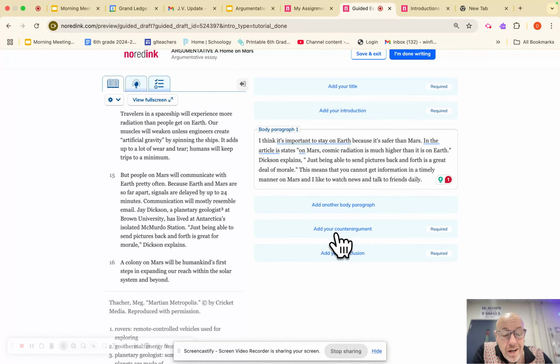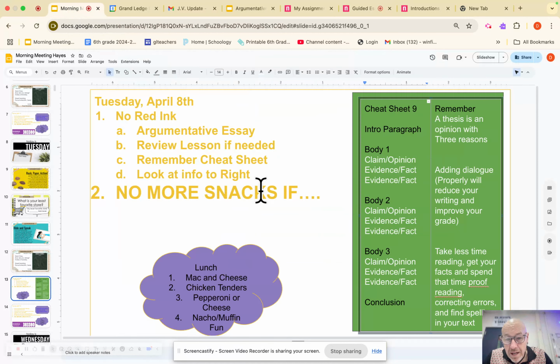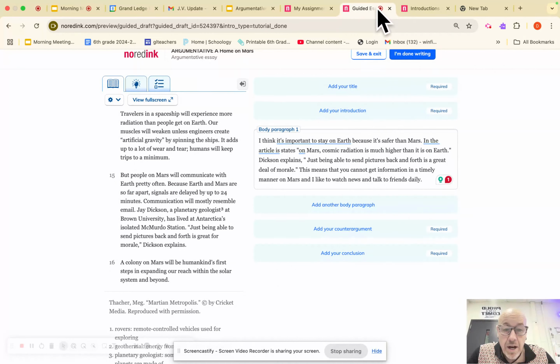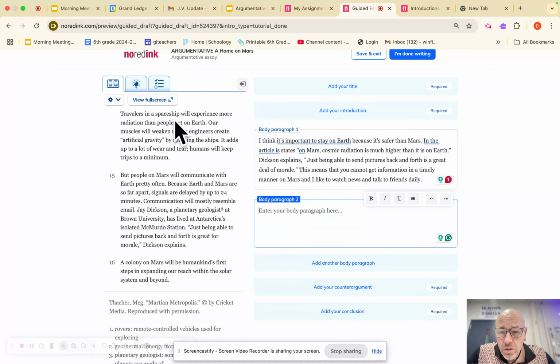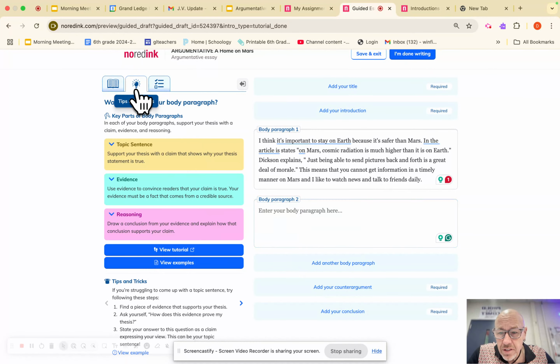Now, over here in the counter argument, I'm going to talk about why some people think it's important to go to Mars, following this same format, which is going to be opinion, fact, fact. This should help get you started and answer some questions. Go back in, get notes inside of your articles to help you, and make sure you're writing it inside of here. And if you have any questions, you can always go over to here. You hit this little light bulb, and they will walk you through if you have some questions. Enjoy. Have a great day.